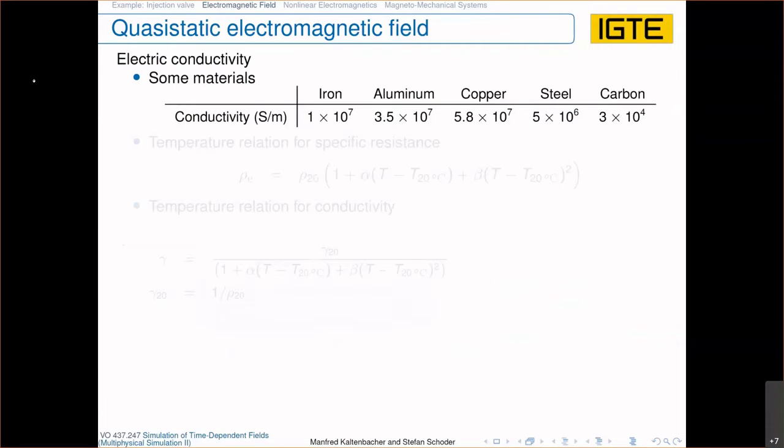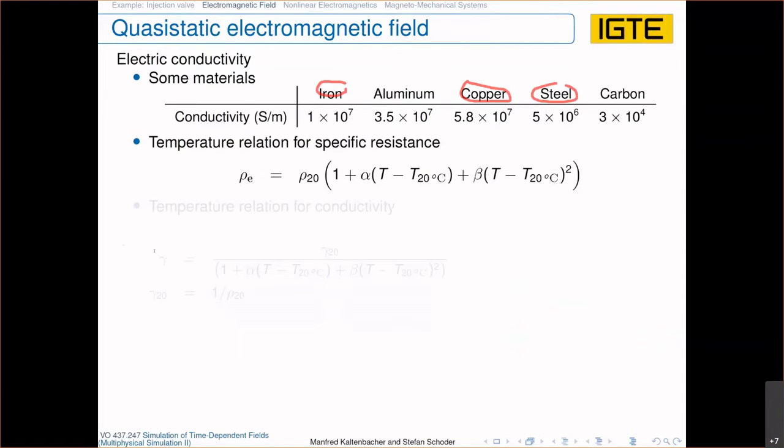Okay, the second material parameter we have within our partial differential equation is the conductivity. For the conductivity, you see here different values for typical materials used, like iron or copper, for example, which we use to guide the current in the coil structures, or steel here. So you see that you have quite high conductivity for those materials, up to 10 to the power of 7. The main dependency is the temperature.